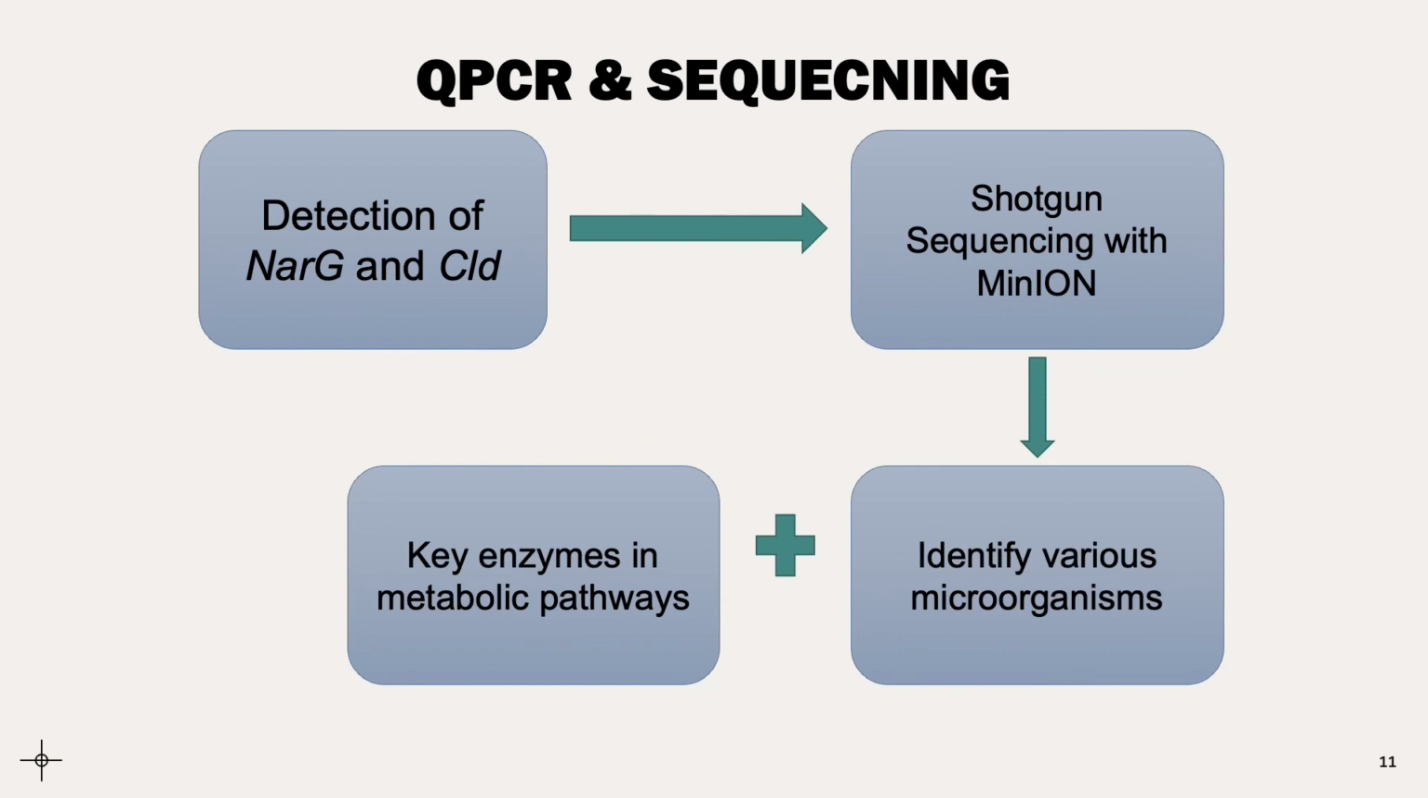qPCR is used to detect narG and cld. The standards are derived from a known perchlorate reducer, which is Dechloromonas agitata. The main goal is to identify the key enzymes in the pathways and identify the microorganisms. And we hope that narG will show an increase and cld will show an increase as well.